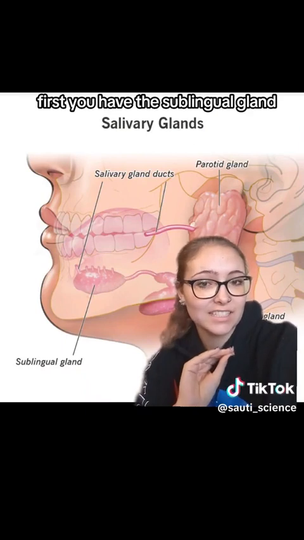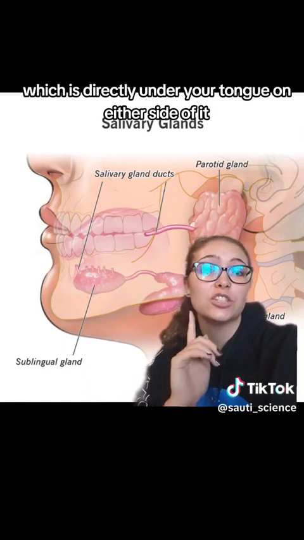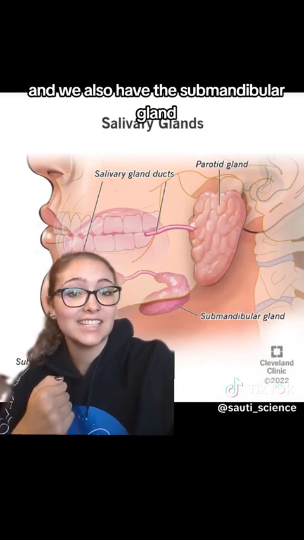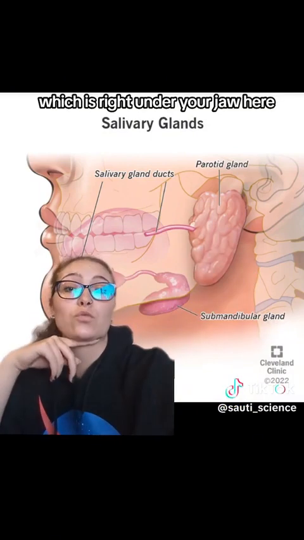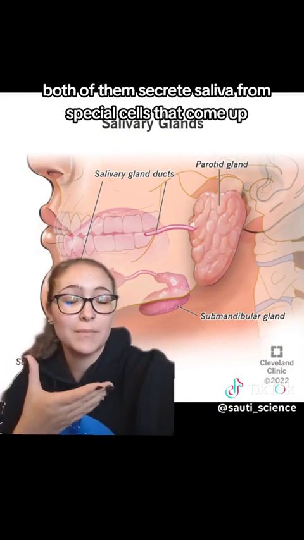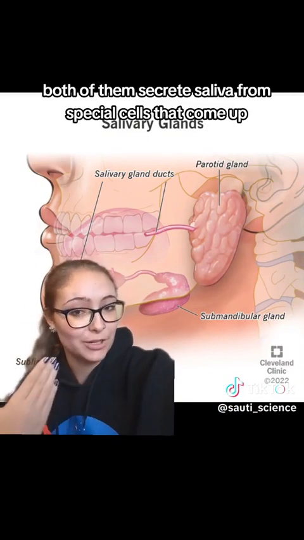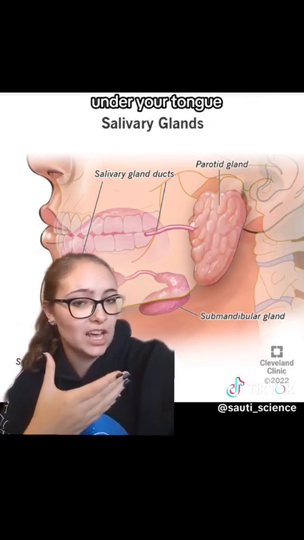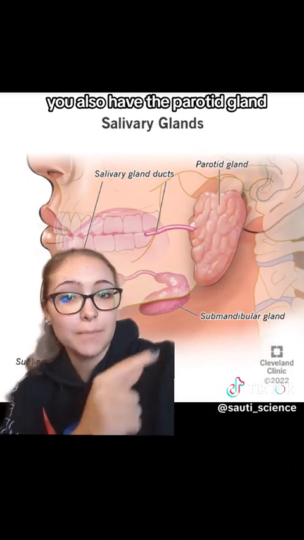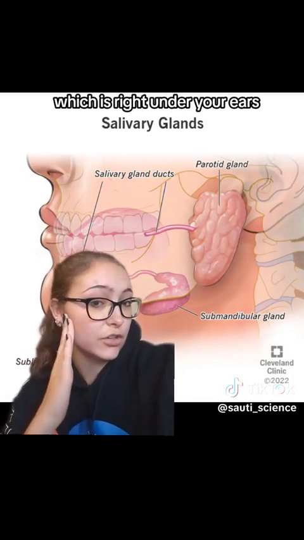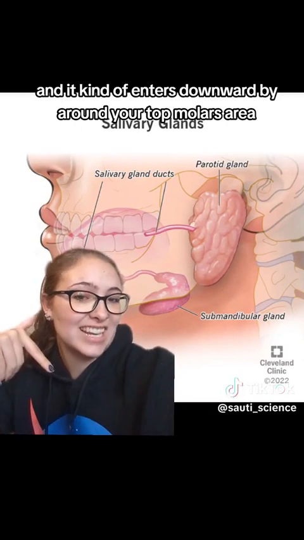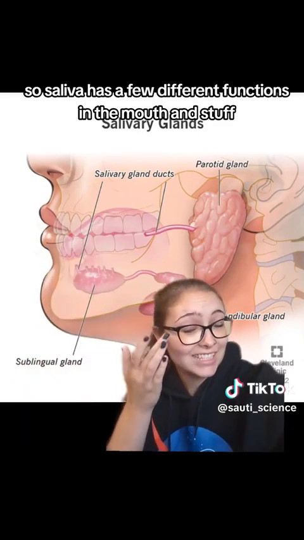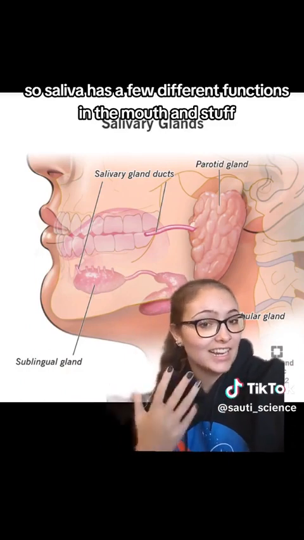First, you have the sublingual gland, which is directly under your tongue on either side of it. And we also have the submandibular gland, which is right under your jaw here. Both of them secrete saliva from special cells that come up and enter underneath your jaw, under your tongue. You also have the parotid gland, which is right under your ears, and it kind of enters downward by around your top molars area.